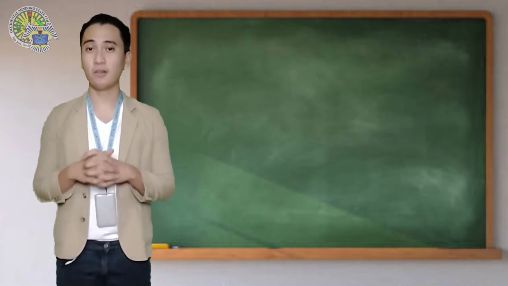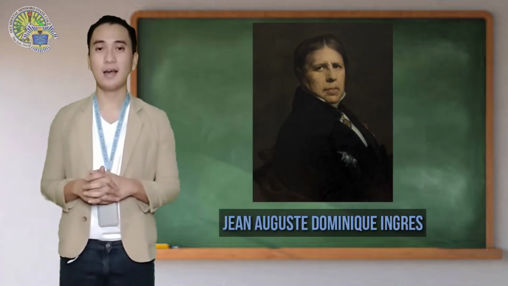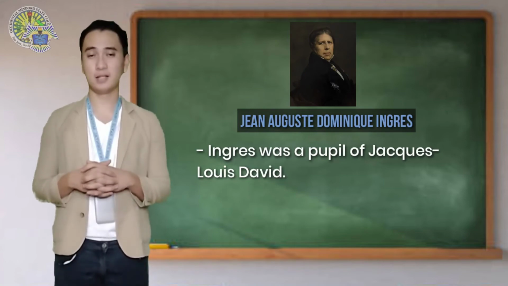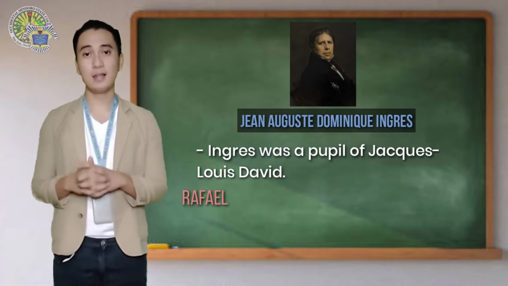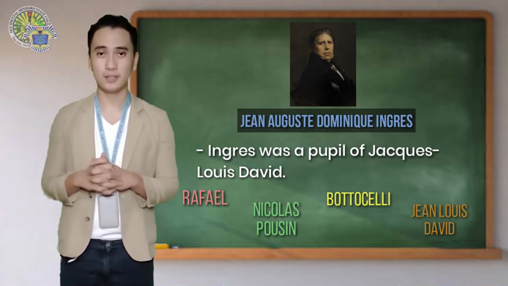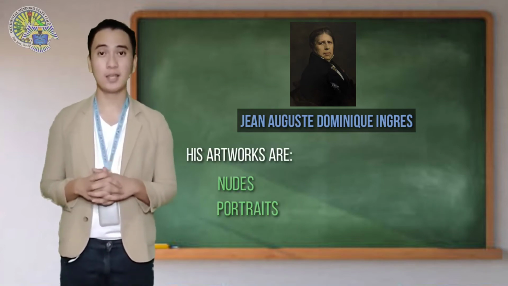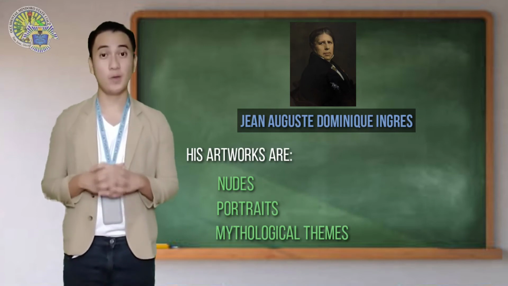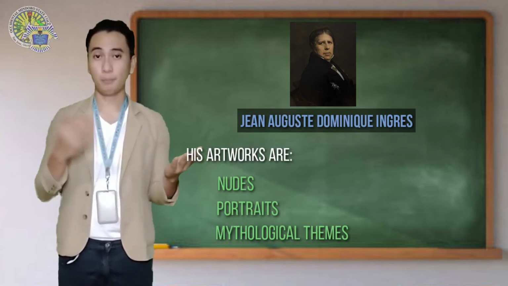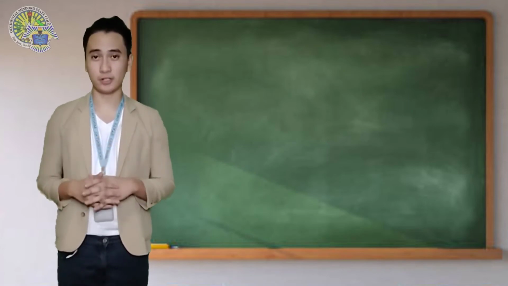Now let's proceed to another famous painter, Jean-Auguste-Dominique Ingres, who was a pupil of Jacques-Louis David. He was influenced by Italian Renaissance painters like Raphael, Nicolas Poussin, Botticelli, and his mentor Jacques-Louis David. His artworks were usually nudes, portraits, and mythological themes. Remember that, class, okay? These are his famous artworks.